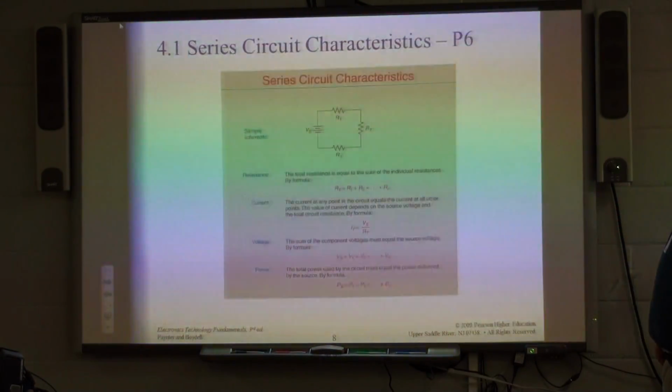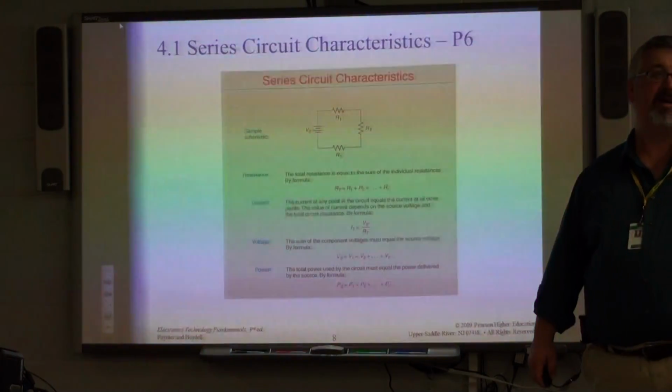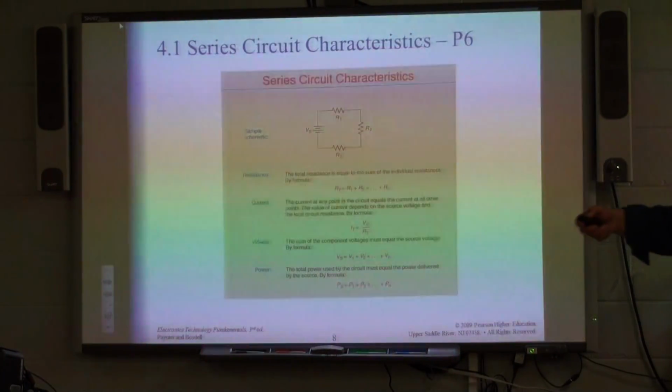And again, here it is. The total resistance is equal to the sum of the individual resistances. R1 plus R2 plus R3 would equal R total for this circuit right here. The current at any point in the circuit equals the current at any other point. So if I break it here, here, here, or here, I'm going to have the same current no matter what.